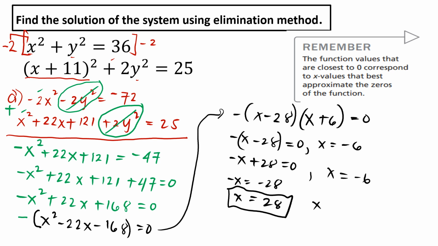So our x of 2 is negative 6. And at the same time, which value is being used as our solution to the system as the x coordinate? We remember that it is noted in here that the function values that are closest to 0 correspond to x values that best approximate the zeros of the function. So therefore, we will be using the value of x, which is negative 6, because negative 6 is closest to 0 compared to 28.